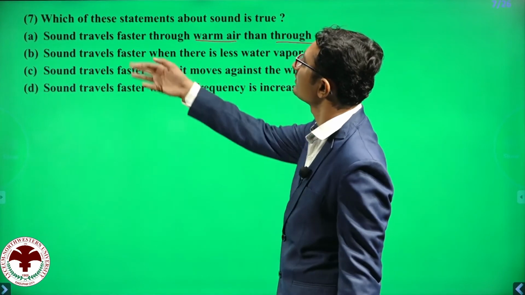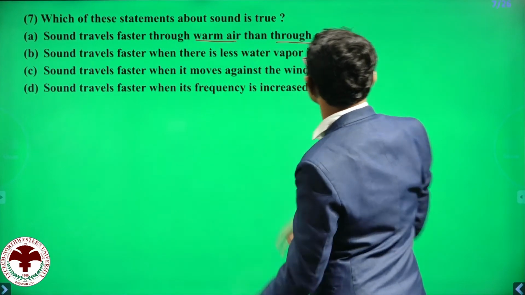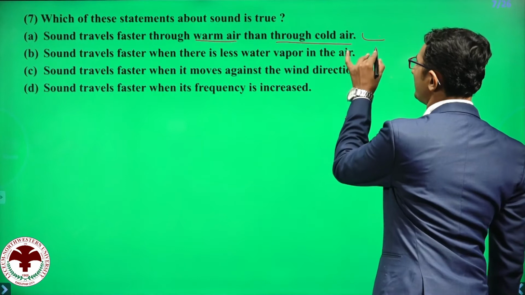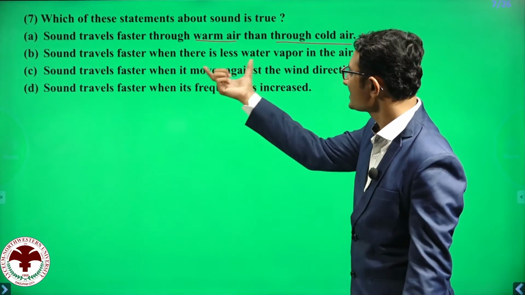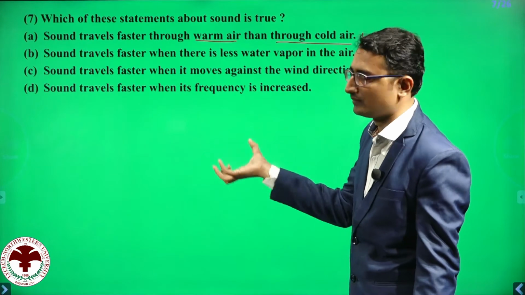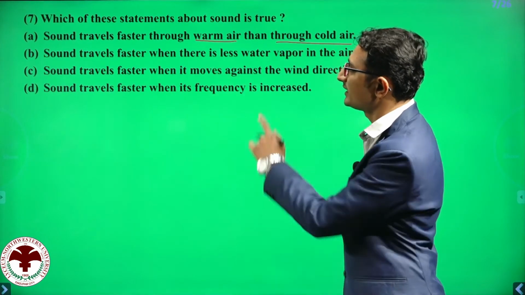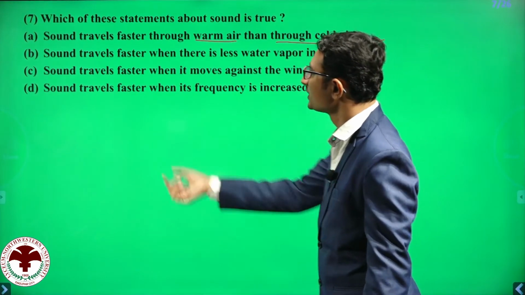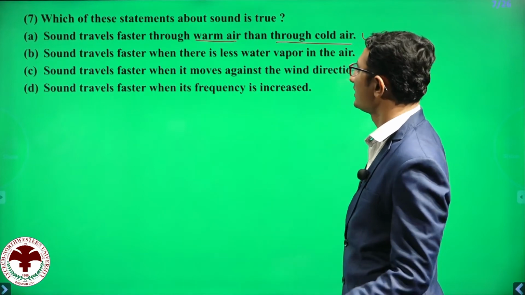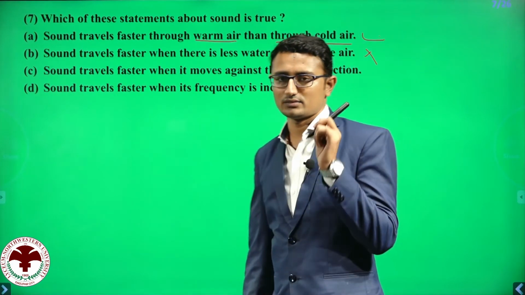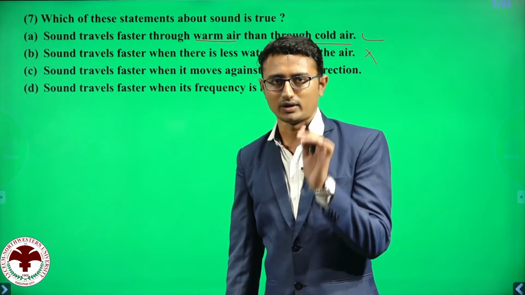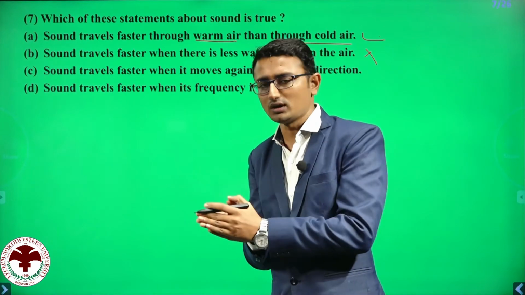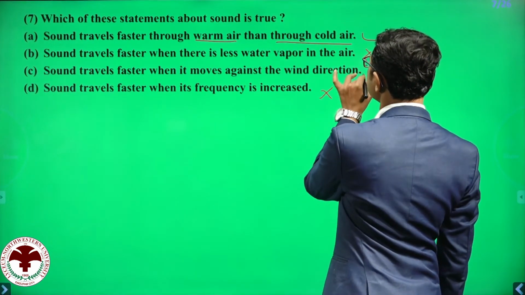So which of these statements about sound is true? This statement is true. Sound travels faster when there is less water vapor in the air. That is wrong. If there is less water vapor, then it is less warm, so it should travel slower. Sound travels faster when it moves against the wind direction. That is wrong. Sound travels faster when its frequency is increased. You have to remember that the speed of sound does not depend on the frequency. Frequency is a different term. So this is the wrong one, this is the wrong one, this is the wrong one.